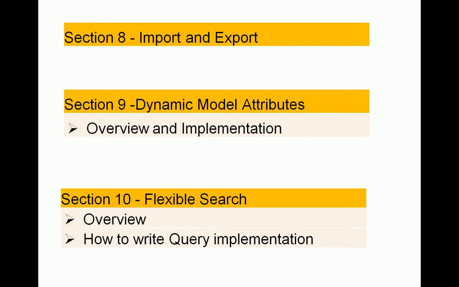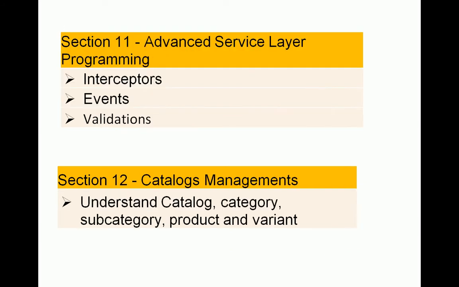In Hybris, every query is going to be a flexible search. So how many ways can you build a flexible search in the Hybris framework? How do you write these query implementations and all that we see in section 10.